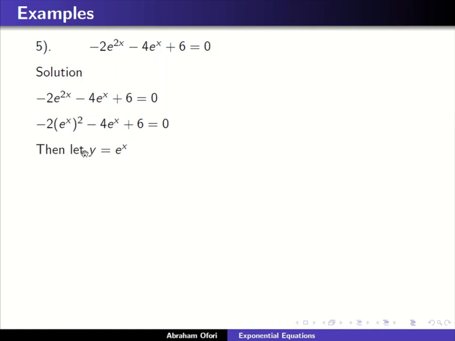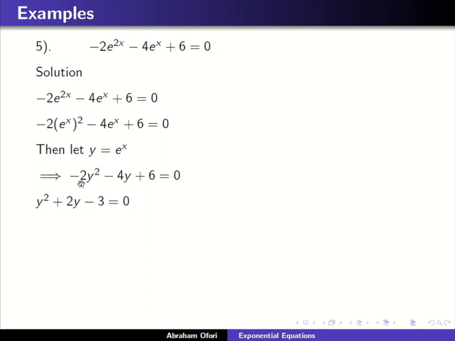Alright, then I'll let y be equal to e to the power x. Now if I put in y wherever I see e to the power x, then I'll get negative 2y squared minus 4y plus 6 equals 0. Then I have to solve this. This becomes a quadratic equation, but I can divide through by negative 2. And I'll get y squared plus 2y minus 3 equals 0.